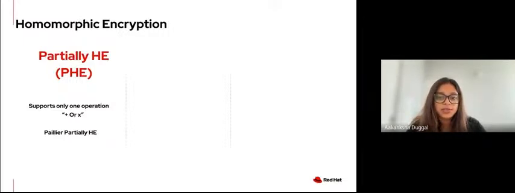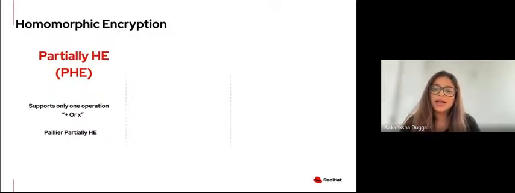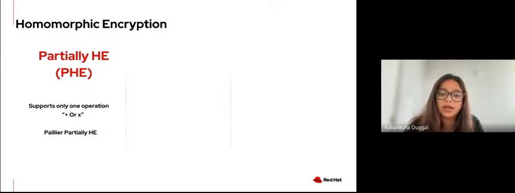The RSA cryptosystem, which is one of the first, the rule of thumb for encryption, is an example of PHE, and it also allows an unbounded number of modular multiplications. The Paillier cryptosystem is another example of partial homomorphic encryption. With time, we've come forward.